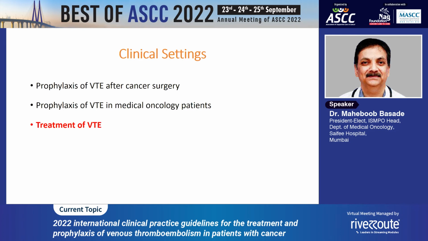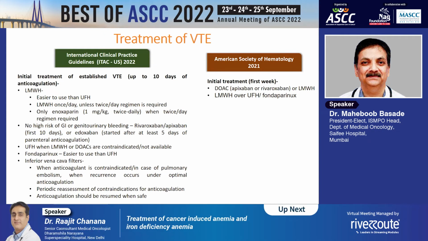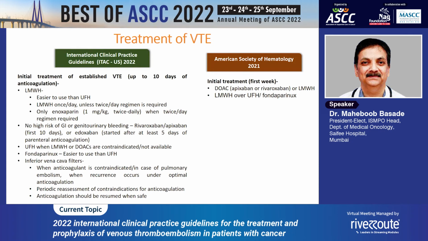If somebody has an established venous thromboembolic event, ITAC guidelines suggest that in the initial period of up to 10 days, low molecular weight heparins are preferred, which could be used either once a day or twice a day. For patients with GI or GU malignancies, where there is an increased risk of bleeding with oral anticoagulants like rivaroxaban or apixaban, if there is no bleeding, one can use even these drugs in the first 10 days and continue afterwards with an oral one. Again, the standard is that if the creatinine clearance is less than 30, do not use them. If the platelets are less than 50,000, do not use the oral DOACs.